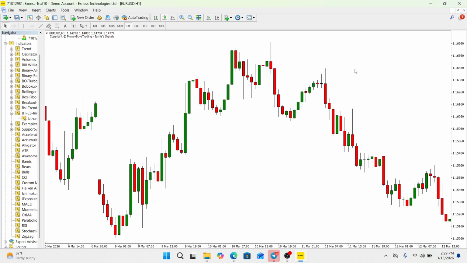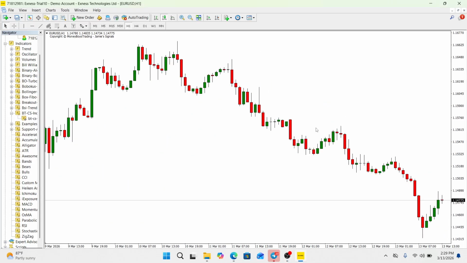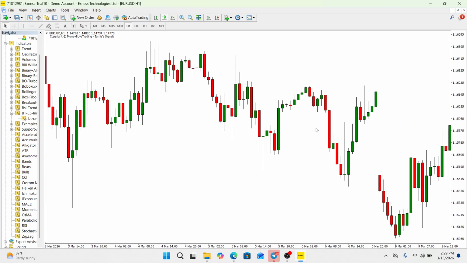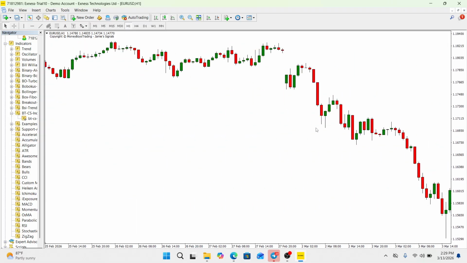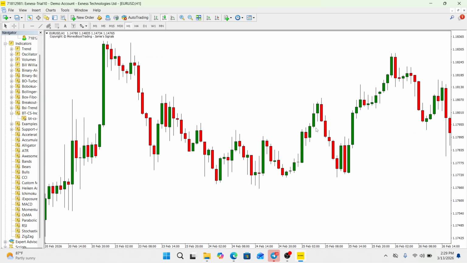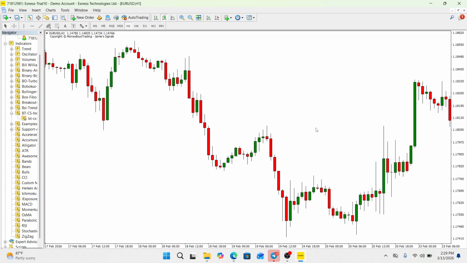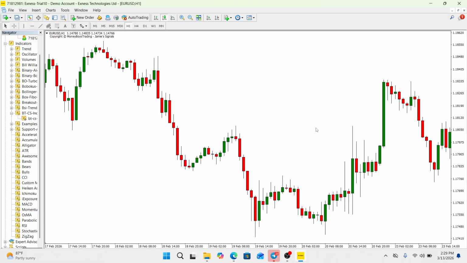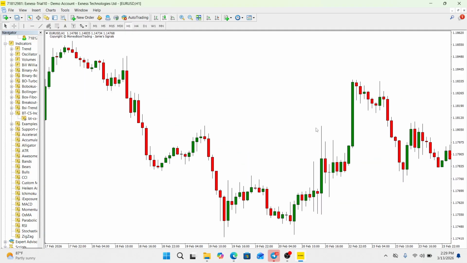Hi traders, in this video we are looking at the BTCS indicator for MT4. This is a currency strength style indicator that helps you see which currencies are relatively strong or weak, so you can focus on the most active pairs instead of guessing. I'll walk you through how it looks on the chart, what its readings imply, and how it can fit into your analysis flow.